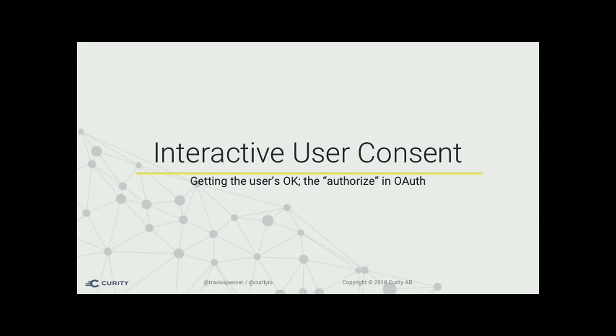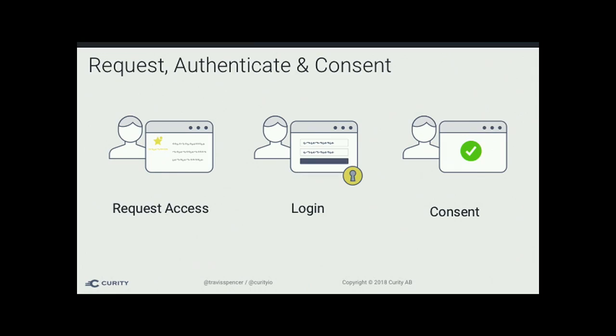First of all, I want to talk about interactive user consent. This is the sort of OK that the user is going to give the client application or the authorization in OAuth. This is going to be the case where the user is going to request access at some sort of mobile app or some sort of website. The user will log in, and then they'll get to this part, which is consent. Do you allow this third-party application to do things on your behalf? People call this authorization. I call it delegation. But whatever you call it, that's the part that we're going to talk about.